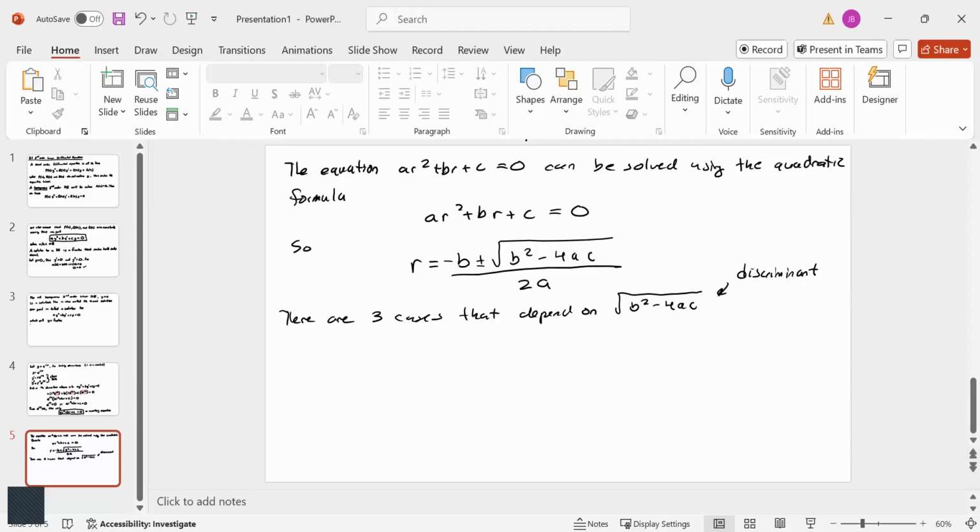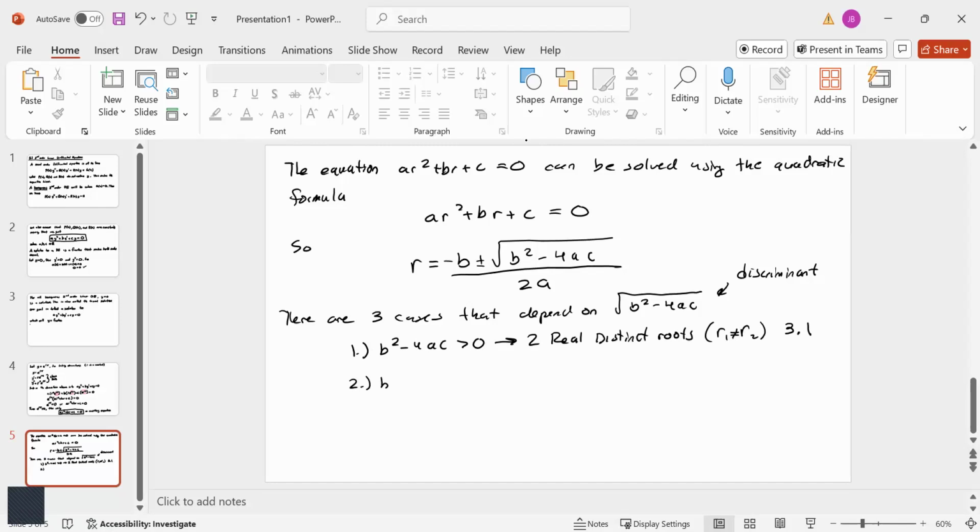So the first case is when the inside is greater than zero. It's a positive number. Then this is what we call the real distinct root case. So you have two real distinct roots. I say r1 does not equal r2. And this is going to be 3.1.